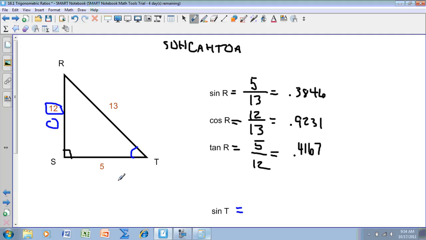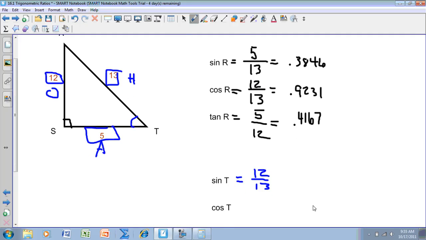What side is adjacent? Well, I think the 5 is the adjacent side. And guess what? The 13 is still the hypotenuse. So the sine is opposite over hypotenuse. That would be 12 over 13. Hey, wait a second. The cosine of R was 12 over 13. Well, yep, we're going to have some repeats now.